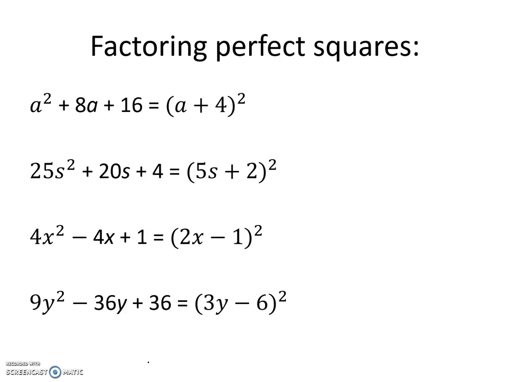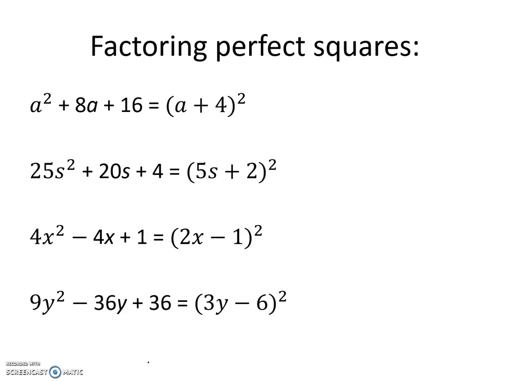The third example is 4x squared minus 4x plus 1. That factors into 2x minus 1, the quantity squared. And the fourth example is 9y squared minus 36y plus 36, and that equals 3y.